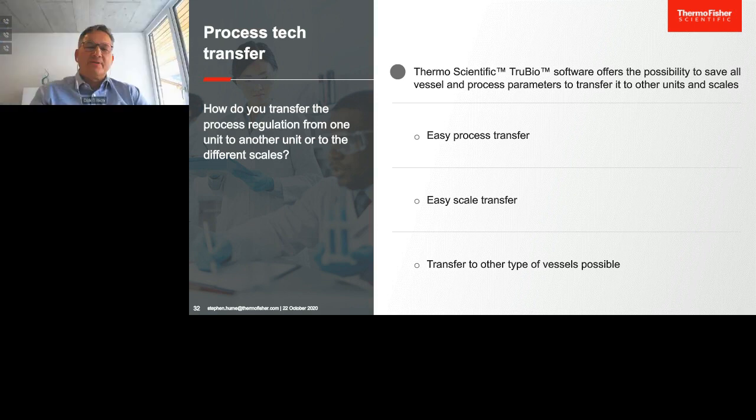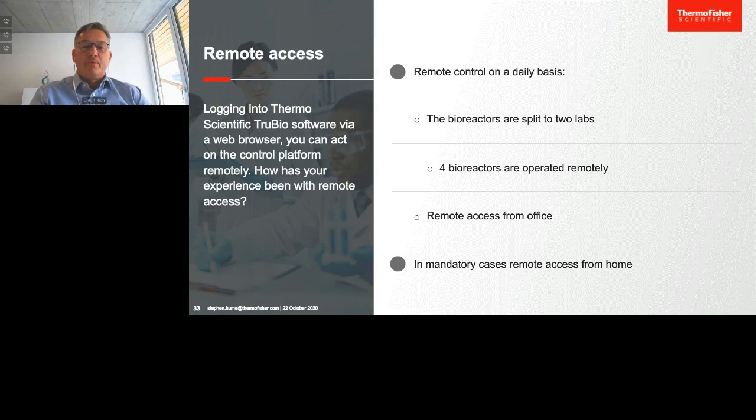Okay, yeah, absolutely correct. So TrueBio can actually save about 4,000 parameters describing the vessel and the process control parameters, etc. And that's saved then in that save file you just mentioned, which is a Part 11 compliant file actually, and you can use that setting again and again, even after a year or multiple years later. So let's talk a little bit about remote access.